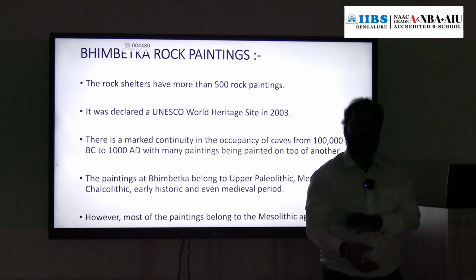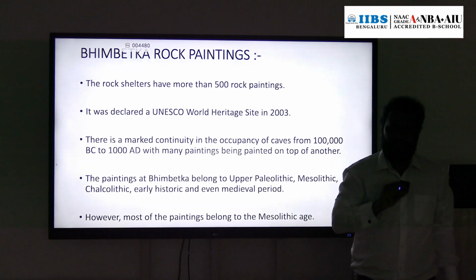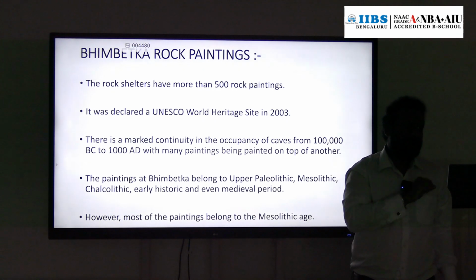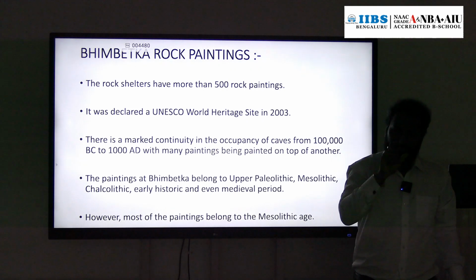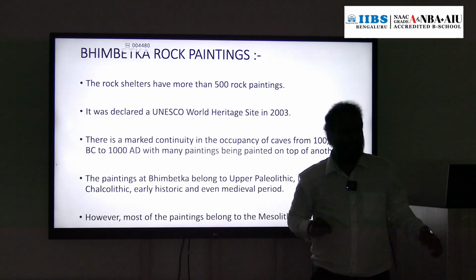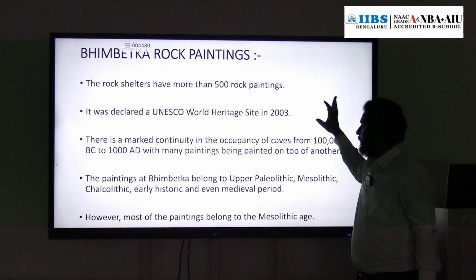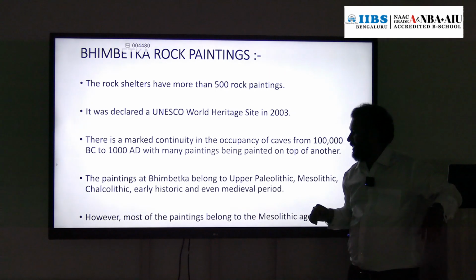Example, Bhimbetka paintings. Bhimbetka is a site in Madhya Pradesh, in Hosangabad district. Bhimbetka cave is very famous. It is one of the oldest caves in the world and the oldest cave in India. Many caves are there, and their paintings belong to the Paleolithic, Mesolithic and Chalcolithic ages. Those paintings were found in this place. Okay, where? Bhimbetka.